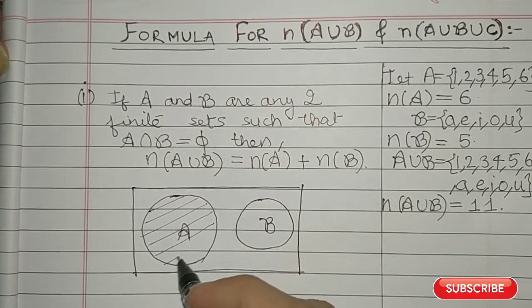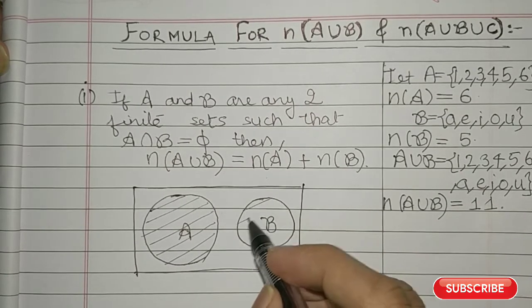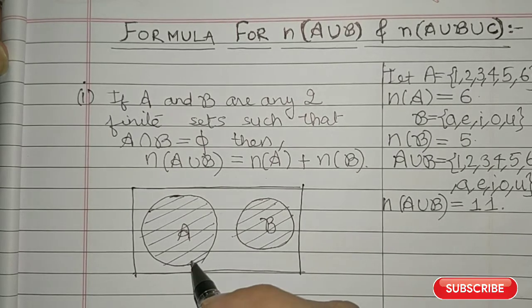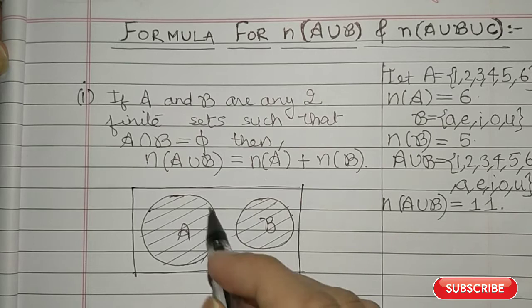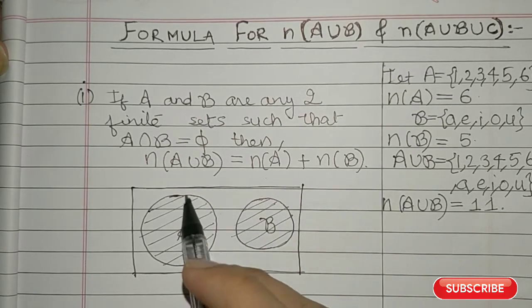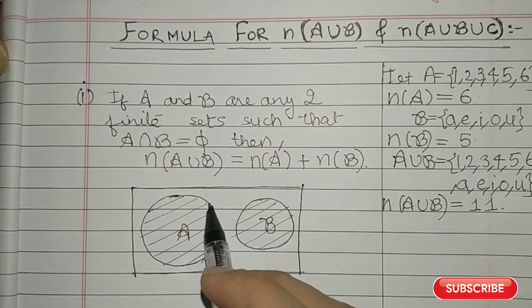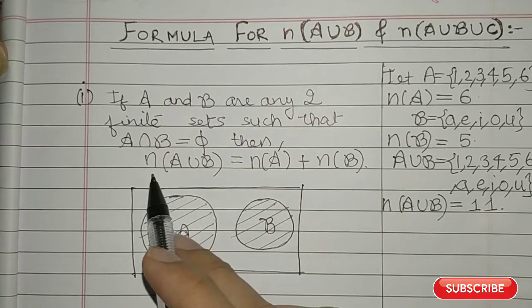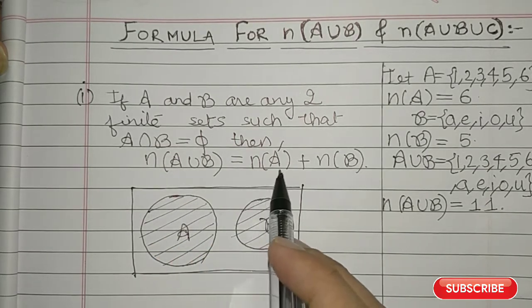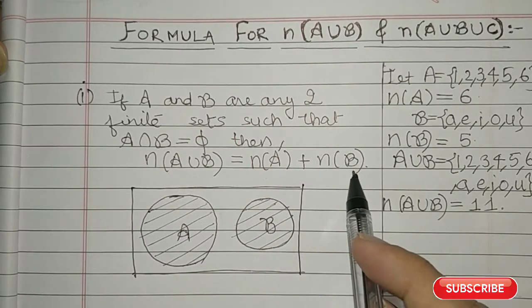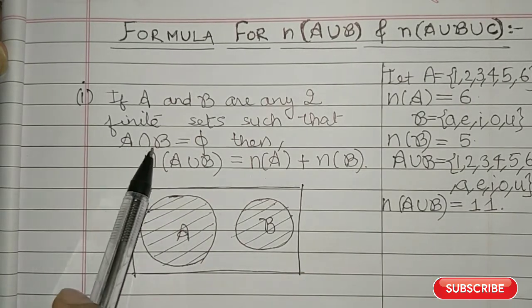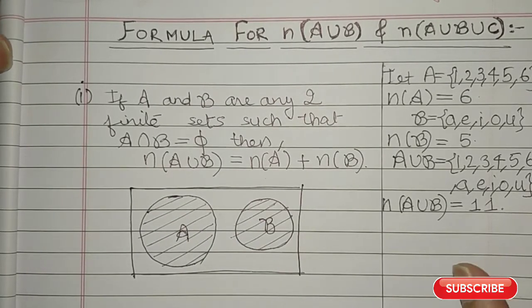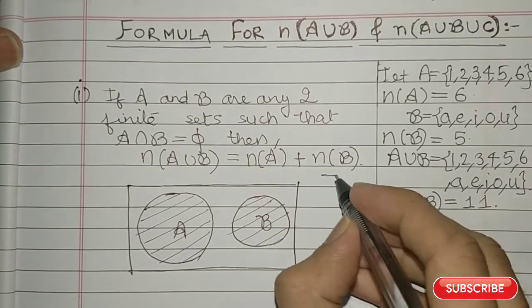right here, these are all the elements of A and all the elements of B. So what you can see here, we are just taking all the elements of A and all the elements of B. So the number of elements in A union B will be the number of elements in A plus the number of elements in B. This is true when A intersection B is empty, there are no common elements between A and B. So this is the first formula.